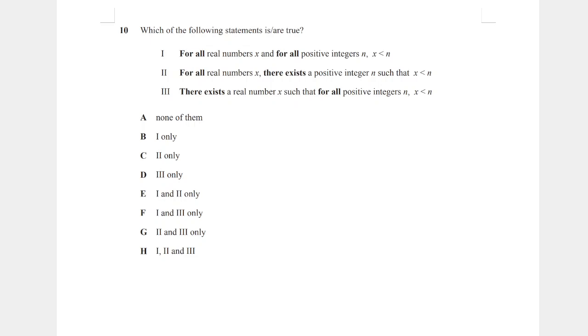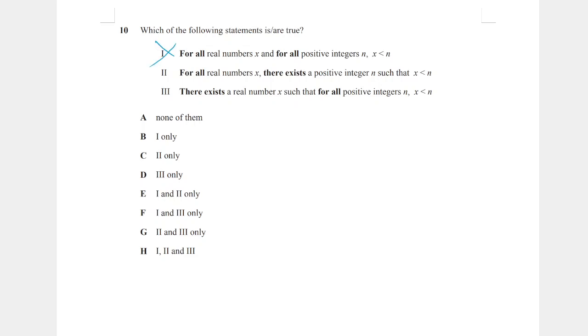So, option 1. For all real numbers x and for all positive integers n, x is less than n. Okay, so this statement is essentially saying that all the real numbers are less than all the positive integers. That's really silly, right? Because I could just pick a real number like, I don't know, square root of 2, for example. And the positive integer 1 is less than square root of 2, which destroys the statement already. So option 1 is really silly. So option 1, no good.